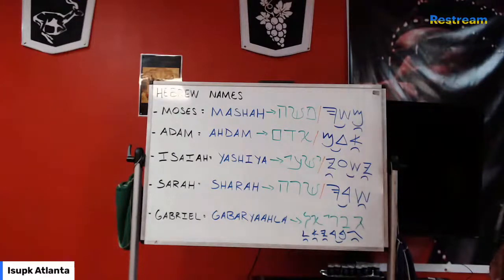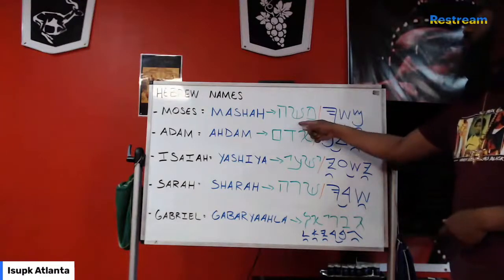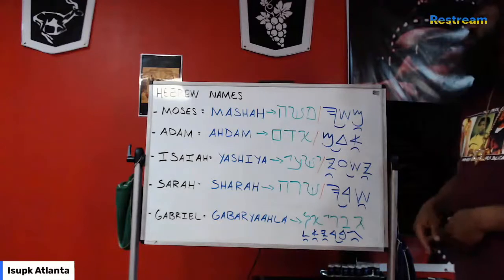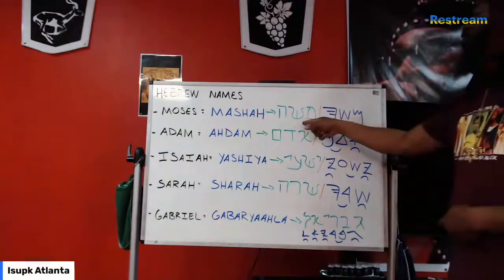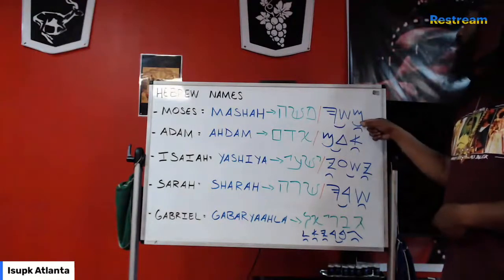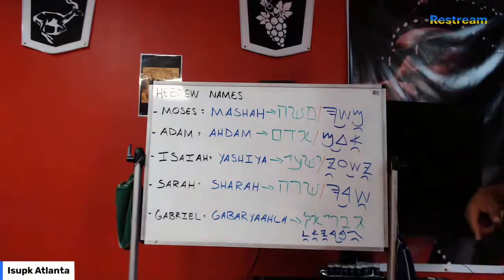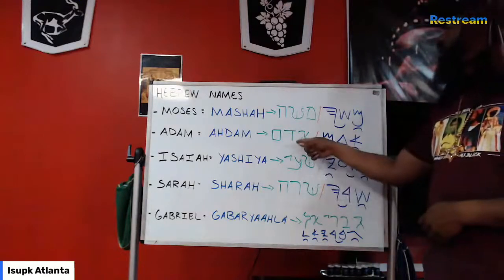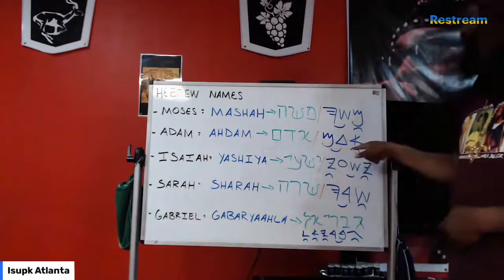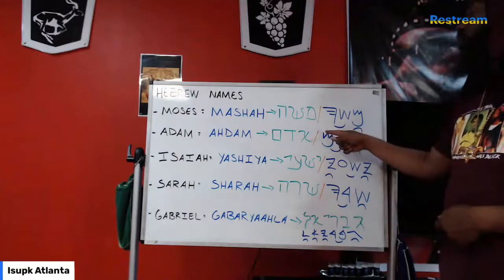Okay, so now here we go. Some of the names we're saying are Hebrew names, some names in the Torah from the Bible. We have Moses, which is pronounced Mashah, with the characters Ma, Shah, and Ha. You put that together, Mashah. We got Adam, with the characters Ah, Da, and Ma. We put that together, Adam.